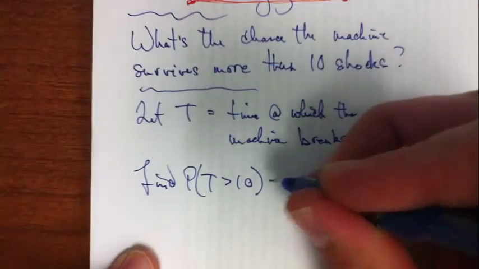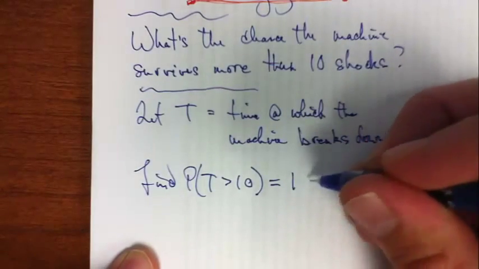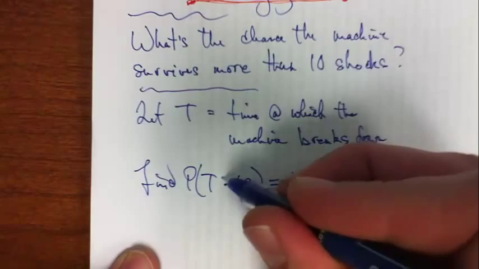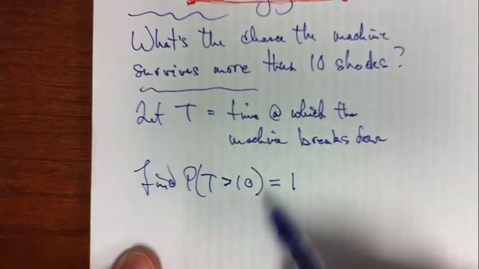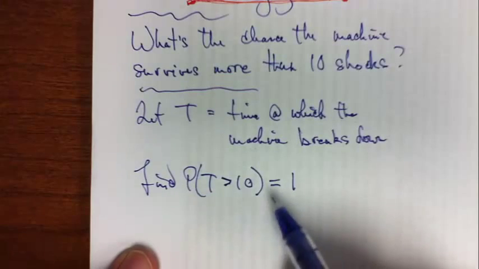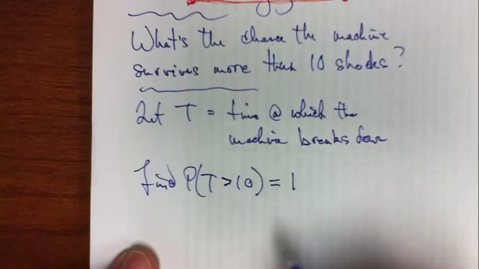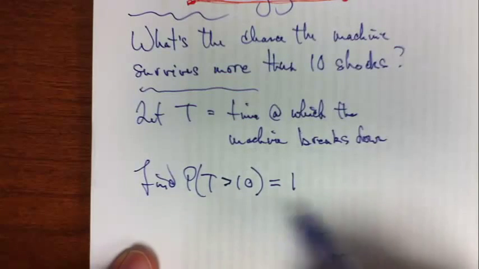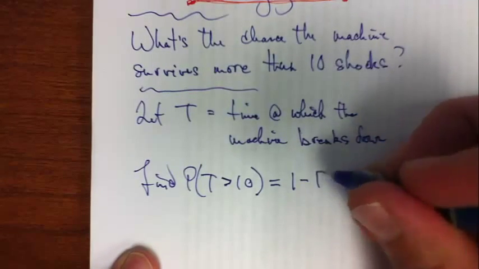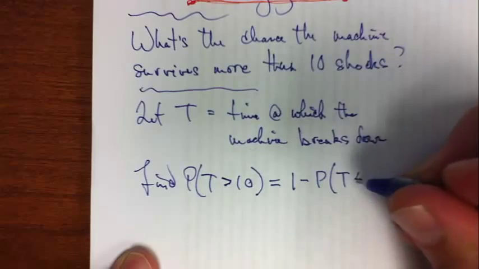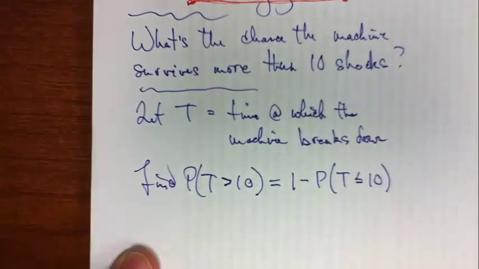Now, I'm going to use the rule for complements here because, if I try to solve this directly, I could use axiom 3 and have an infinite sum from 11 up to infinity. But maybe instead, I'll just use the rule for complements and note that that's the same as 1 minus the probability that T is less than or equal to 10.